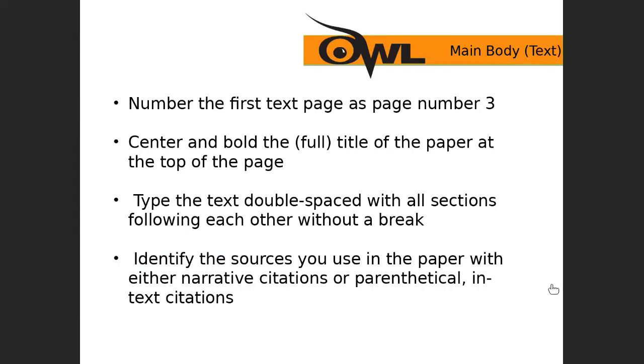This slide provides the basic reminders about formatting the text. So make sure that the first text page is page number 3. Page number 1 is the title page. Page number 2 is going to be your abstract page. Page number 3 is where you're actually going to start your paper. Start with typing the essay title centered and bolded at the top of the page. Type the text double-spaced with all sections following each other without a break. Do not use blank space between paragraphs. And then create in-text citations to identify the sources used in the paper. So just make sure that you're referencing.